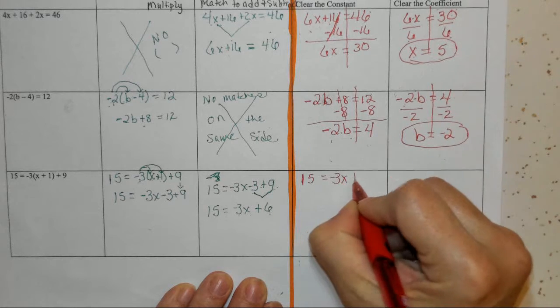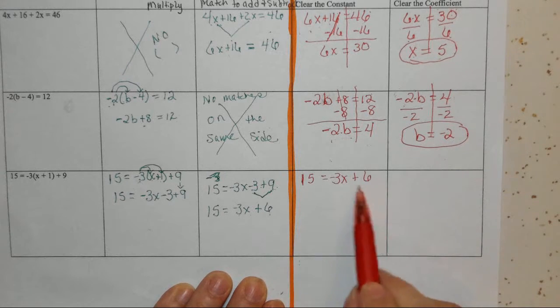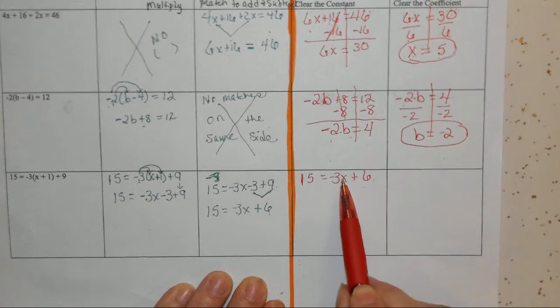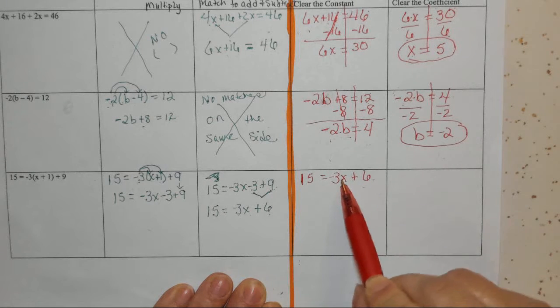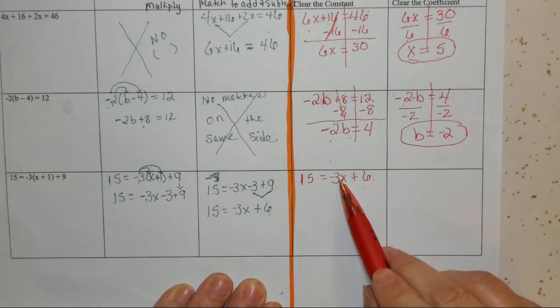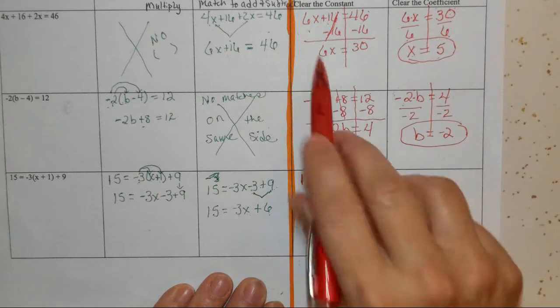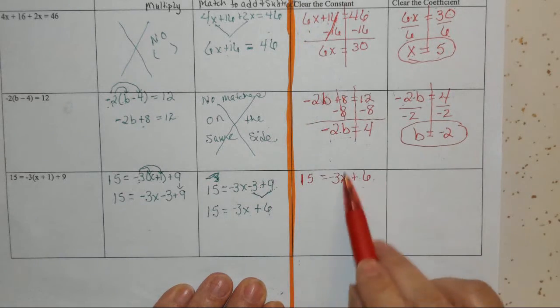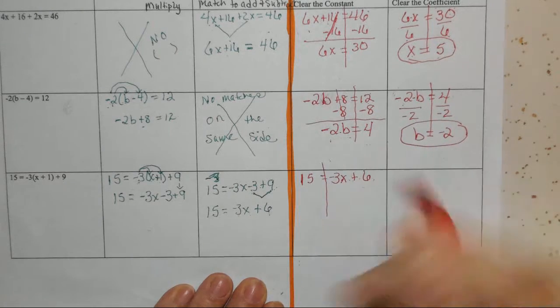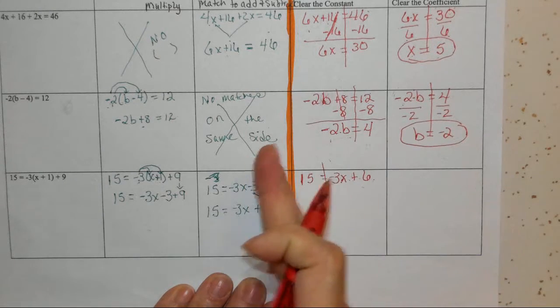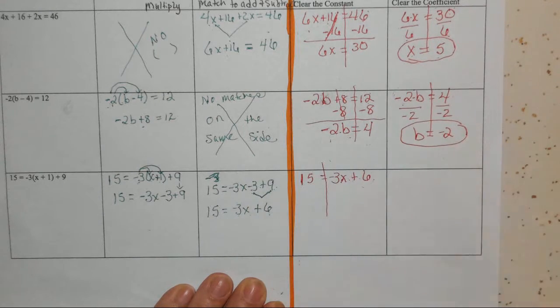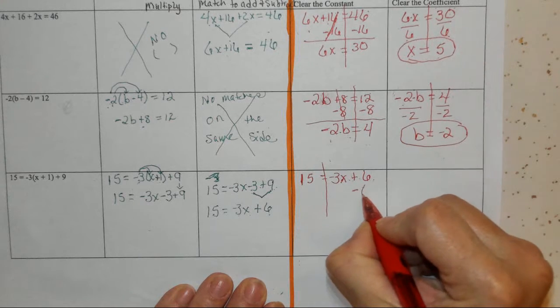So the 6 that I see here is the constant. It's the number that's not attached to the letter or to the variable with multiplication or division. So I have to get rid of it by addition or subtraction. When I'm across this line working on opposite sides of the equal sign, I have to do the opposite of what I see.